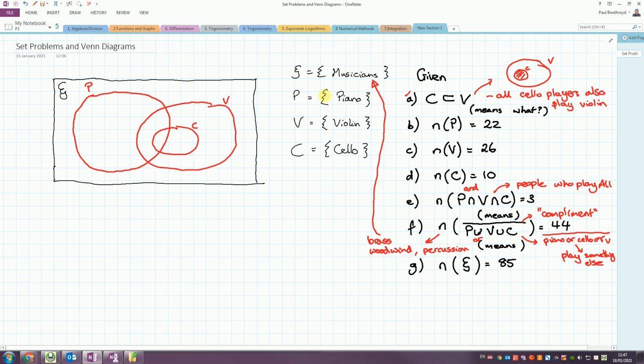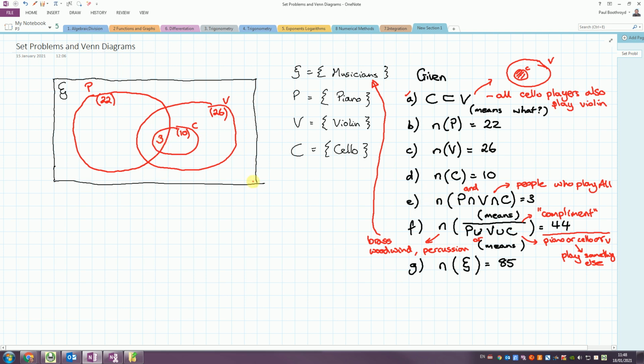So first of all, what I often will do is, if I'm being told how many are there in P, I will emphasize that by putting it in brackets on the circle. So there are 22 people inside P. That's all of these sections. I go to V. Everything inside V has 26 people. Everything inside C is 10 people. And the number of people who play all three is 3. So this section where the P overlaps with V overlaps with C has 3 people in it.